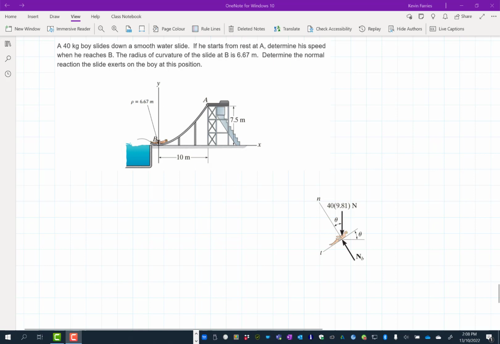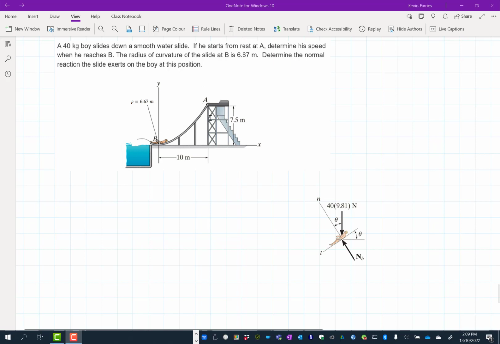So what's the normal force? So we're talking here about centrifugal and centripetal forces. It's looking for the reaction the slide exerts on the boy when he's at B. So that reaction is going to have to balance gravity, and it's also going to have to balance the centripetal force, where it's going to provide the centripetal force at that point. It's going to balance the centrifugal force as that slide changes its direction.